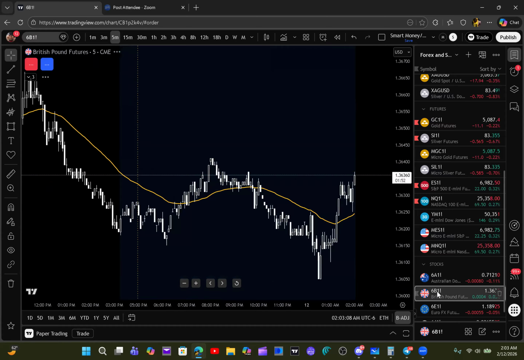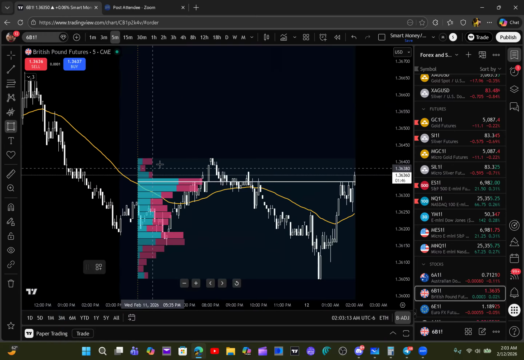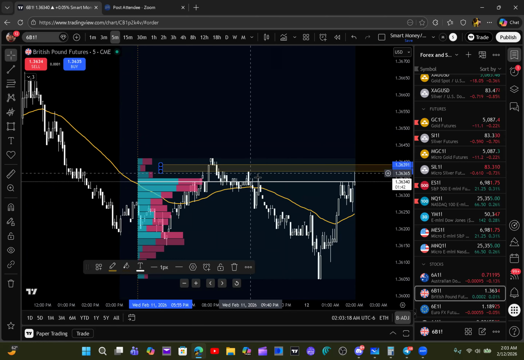Great British Pound futures. This is like GBP USD right here. Look at what we get right here. Low volume. Look, see how it looks like it might be trying to reject right there.